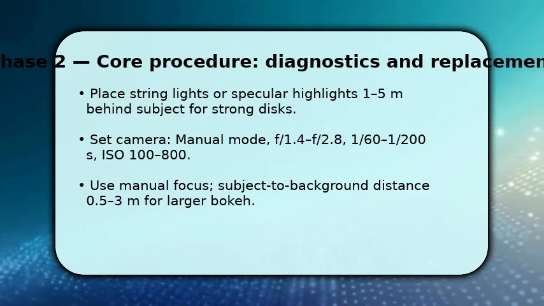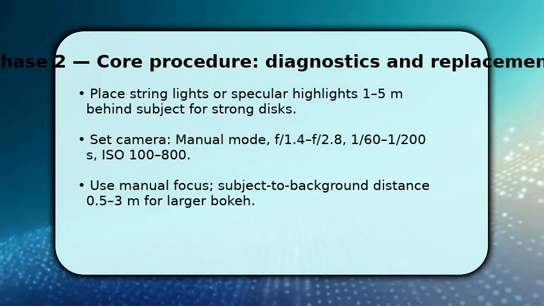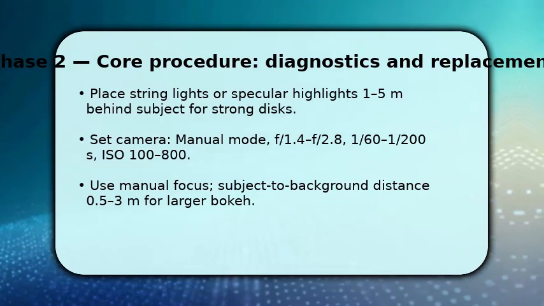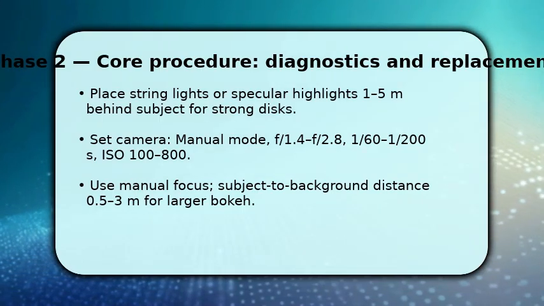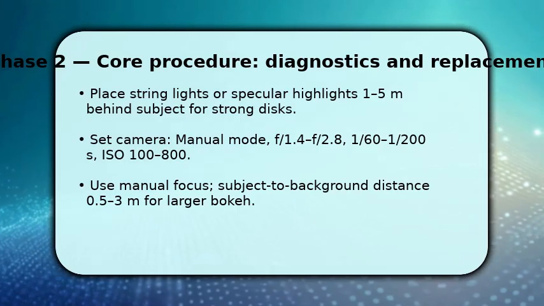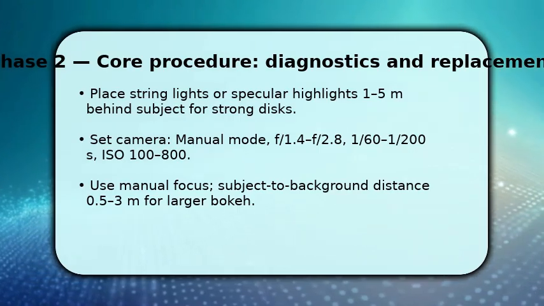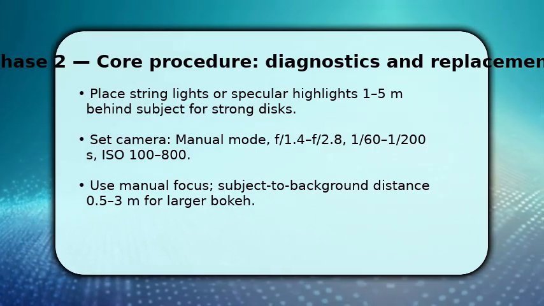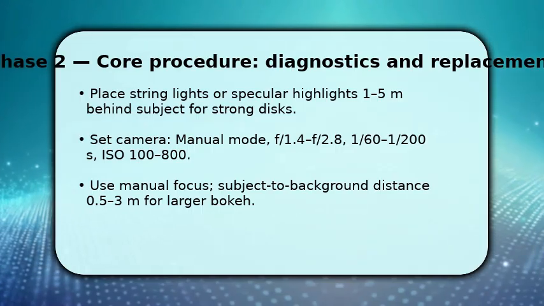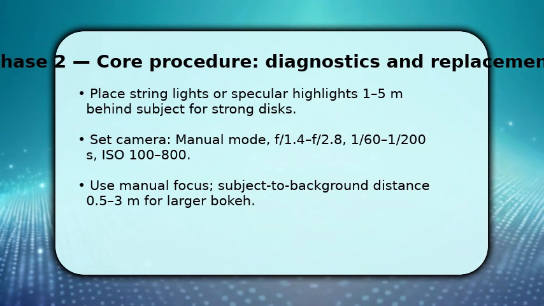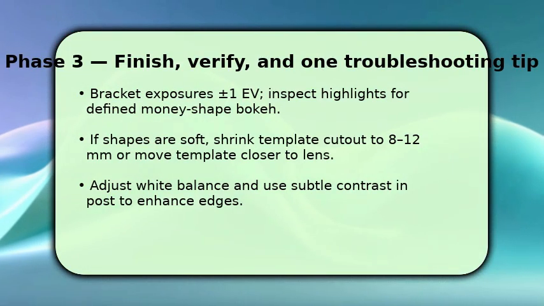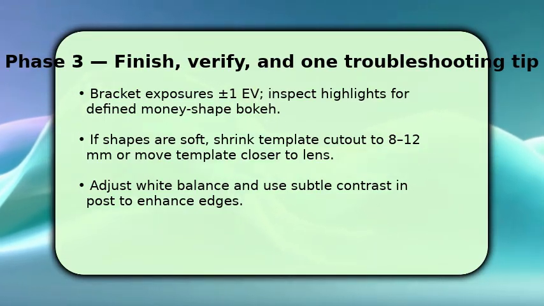Now set the scene. Arrange fairy lights or bright specular highlights 1 to 5 meters behind your subject so out-of-focus points become discs. Then configure camera controls: manual mode, wide aperture f/1.4 to f/2.8, shutter 1/60 to 1/200s, ISO 100-800 depending on light. Once done, switch to manual focus. Move the subject close to the camera and the lights farther back to increase disc size. You do this because bokeh size depends on aperture and relative distances. Adjust to taste. Finish by taking several shots, bracketing exposure by ±1 EV.